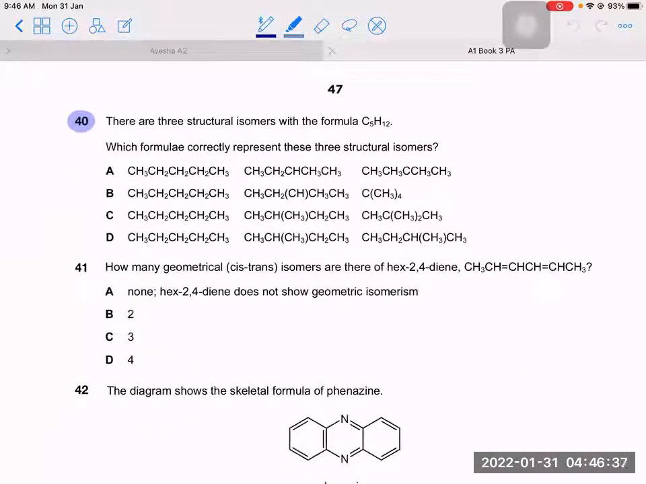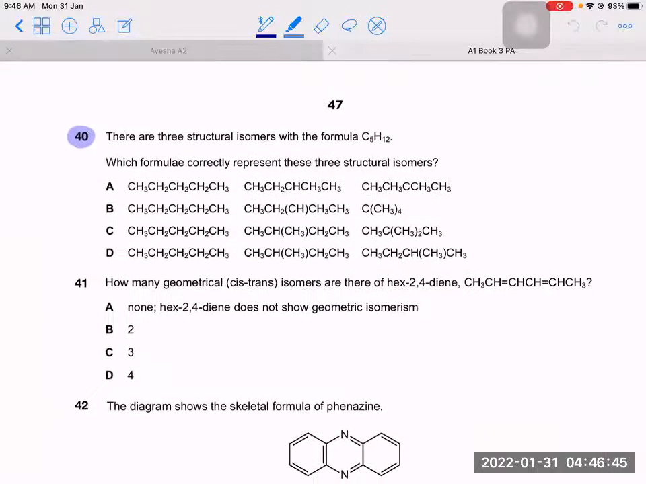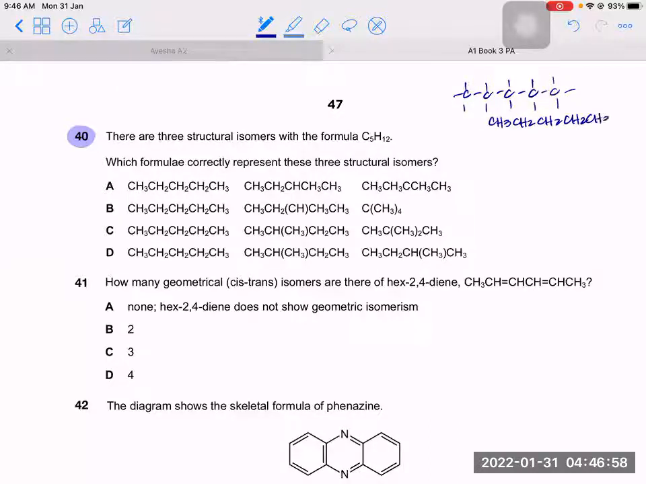These are 3 structural isomers with the formula C5H12. Which formula correctly represents these structural isomers? So let's make structural isomers of C5H12. So this is what? Pentane, that is CH3, CH2, CH2, CH2, CH3. Then you have 2-methyl butane. So this is a CH3, or can I say CH3 twice attached to a CH?